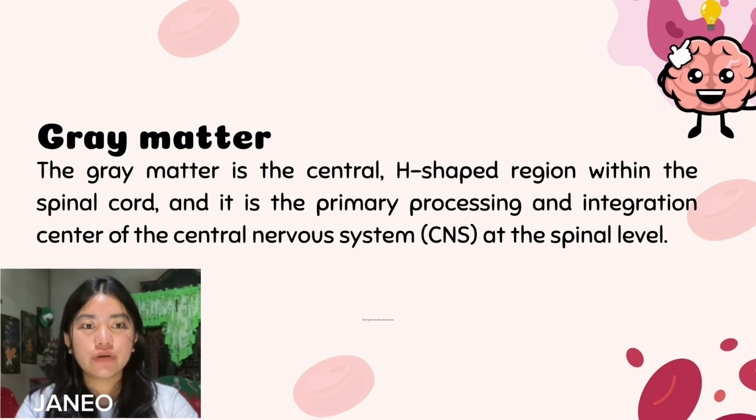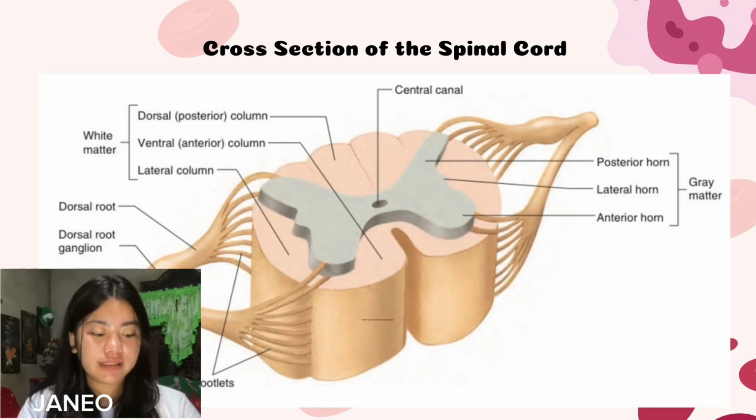And then we have the gray matter. The gray matter is on the inside and is shaped like an H or a butterfly when you look at the cross-section. It's mainly made up of neuron cell bodies, dendrites, and uncoated axons. If you look at it here in this slide, you can see the white matter surrounding the gray matter that looks like a butterfly or an H.